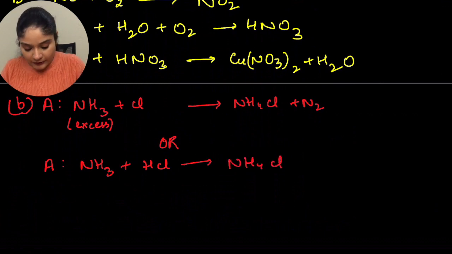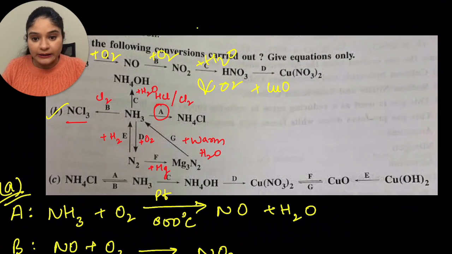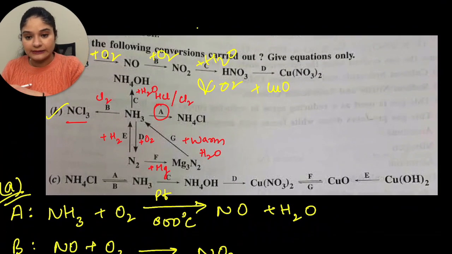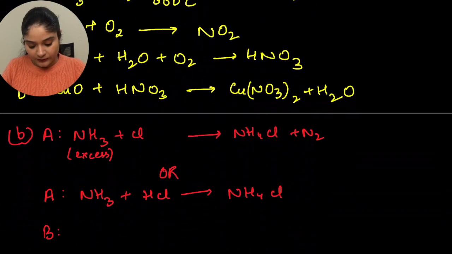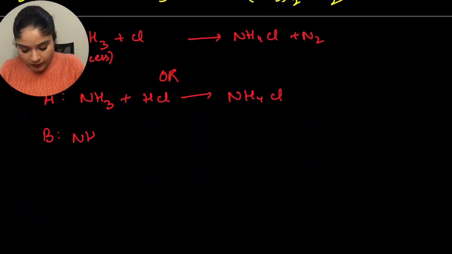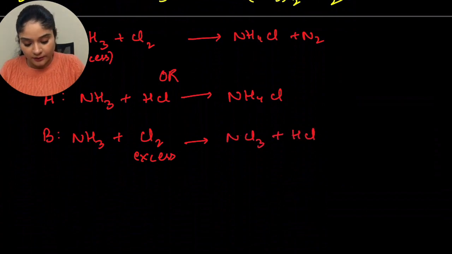Okay, now let's move to the B equation. Let's get back here. So B equation is from ammonia to NCl3. So again, the only combination that you have here is that you react it with chlorine. With chlorine in excess, you get NCl3. So let's do that. You have ammonia plus chlorine in excess, that will give you NCl3 plus HCl.